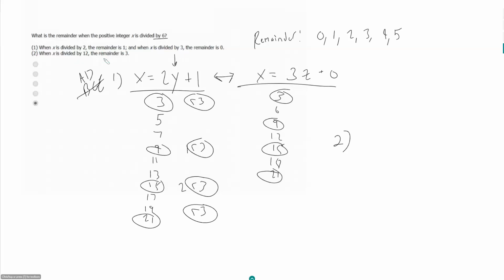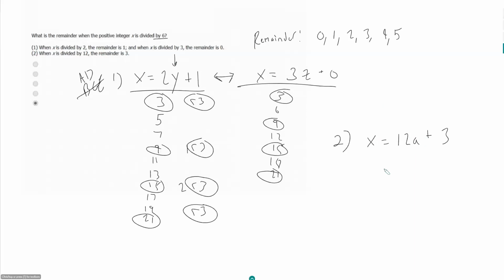The first statement gave us 2 equations, and that was sufficient. This one only gives us 1, so if I had 2 seconds left on my test and I had to guess, I would probably guess the second statement is not sufficient, but I'm not sure, so let's see. When x is divided by 12, the remainder is 3. So we can write this as x is equal to 12, and I already used y and z, so I'll say a: 12a plus 3.